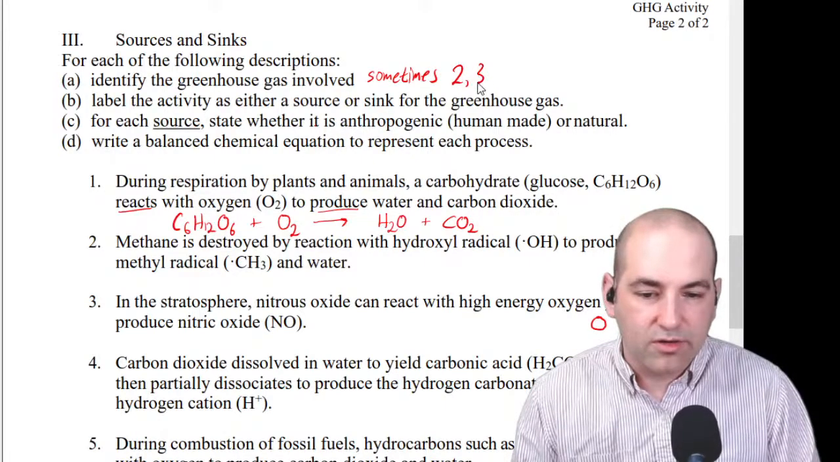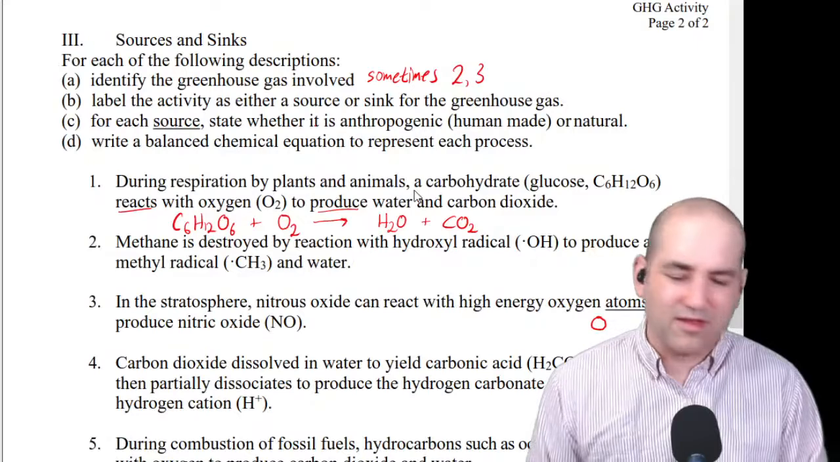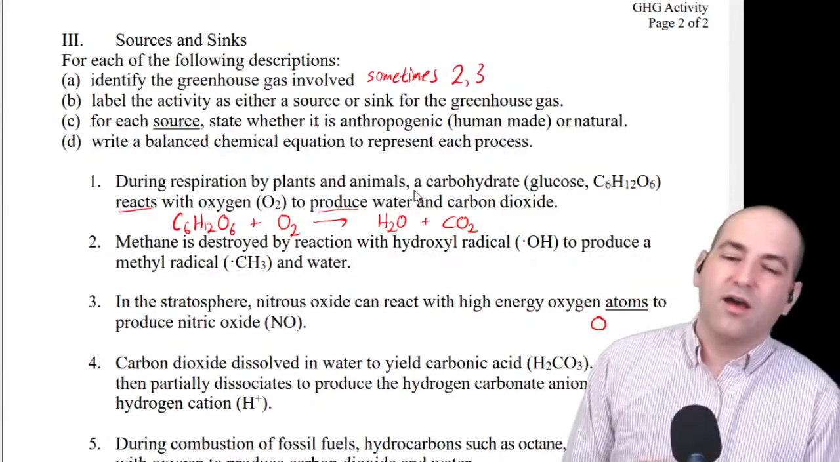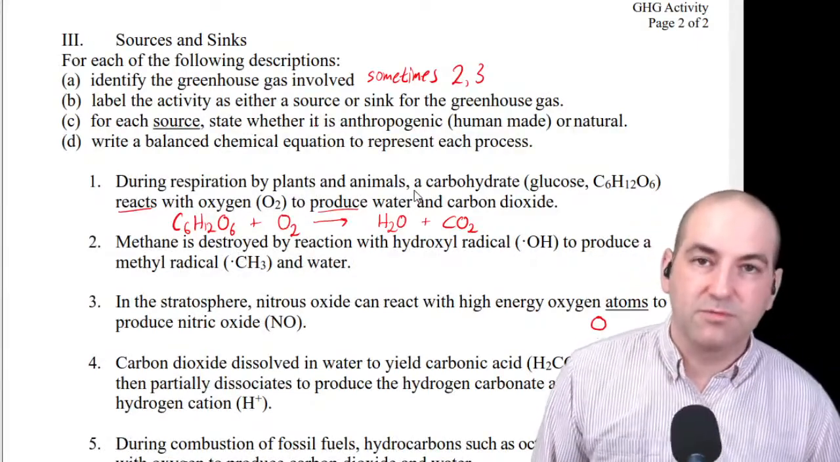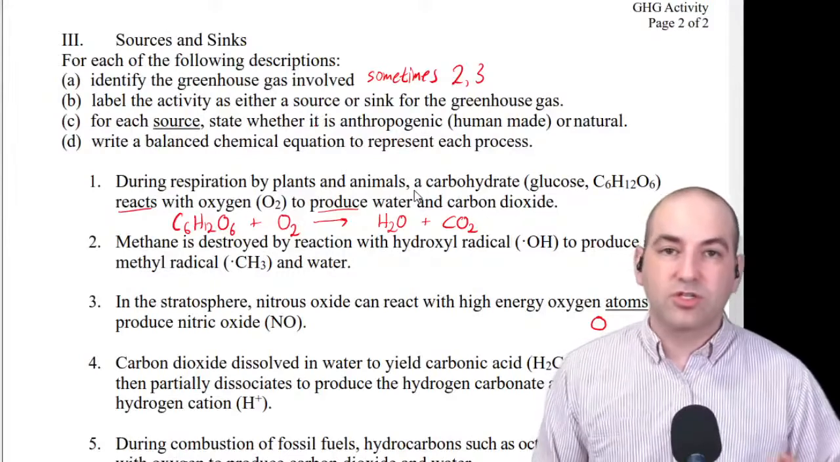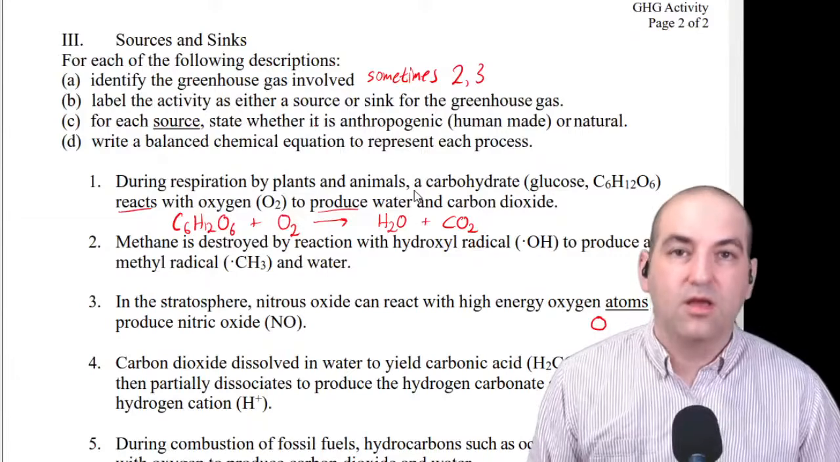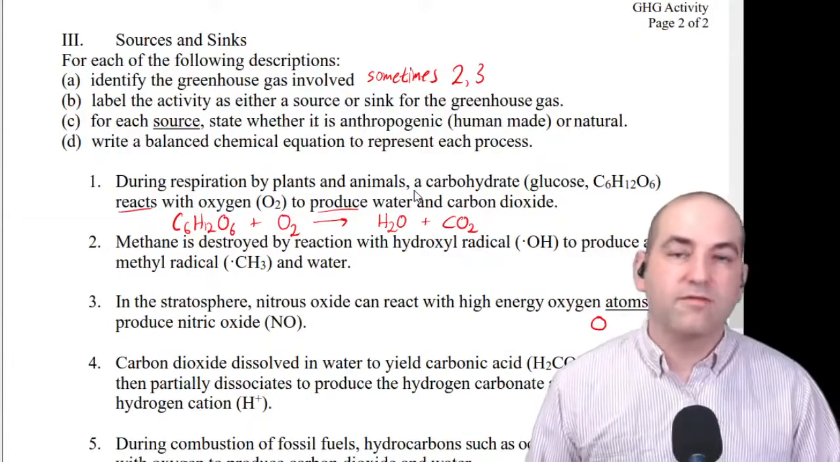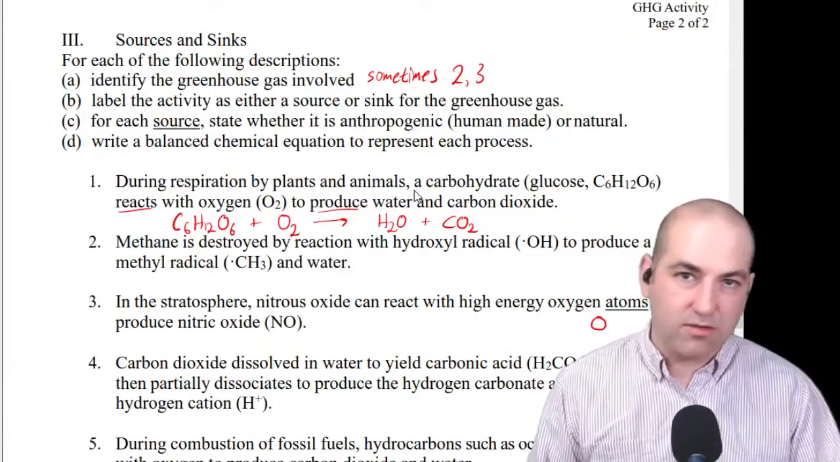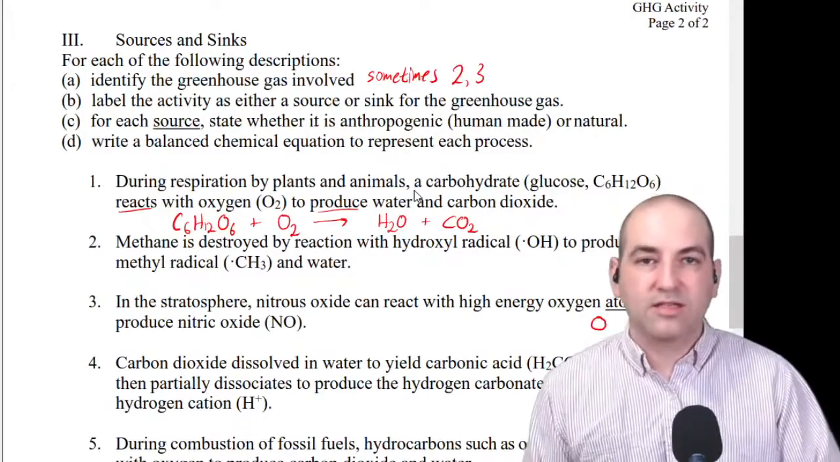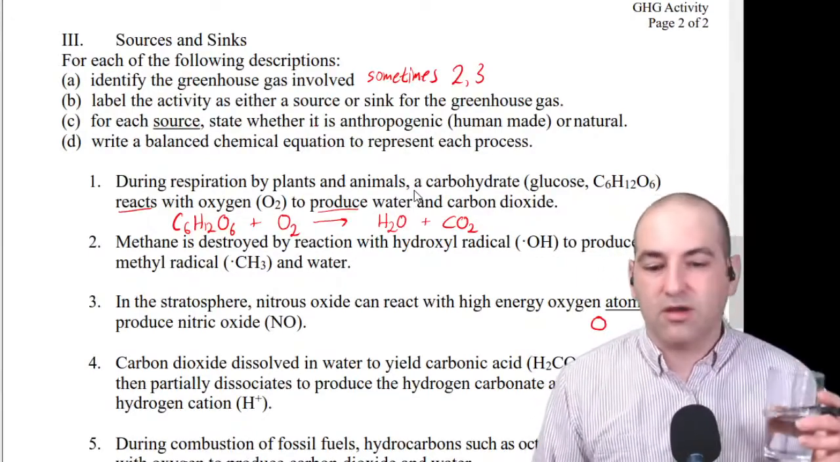Sometimes there are 2 or 3, I don't think they go more than that. But sometimes it's not just one. So sometimes there are multiple greenhouse gases involved. So make sure that when you go through the previous part of the activity, you make a note of or think about or somehow know which of the gases are greenhouse gases so that you can do this.